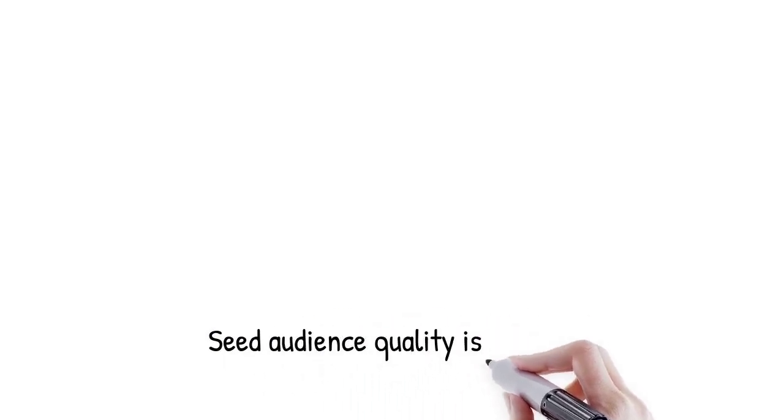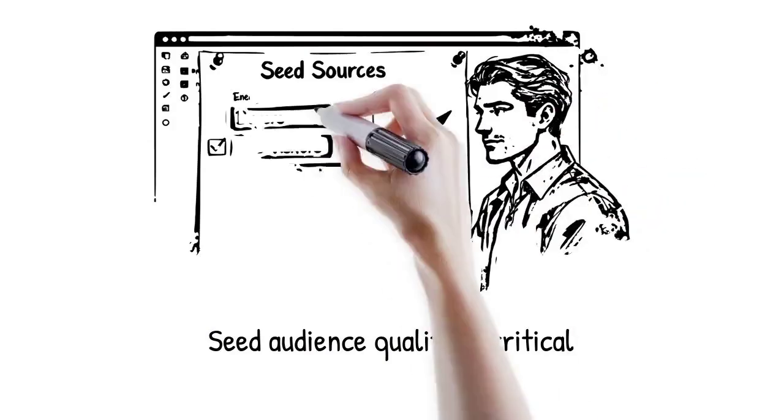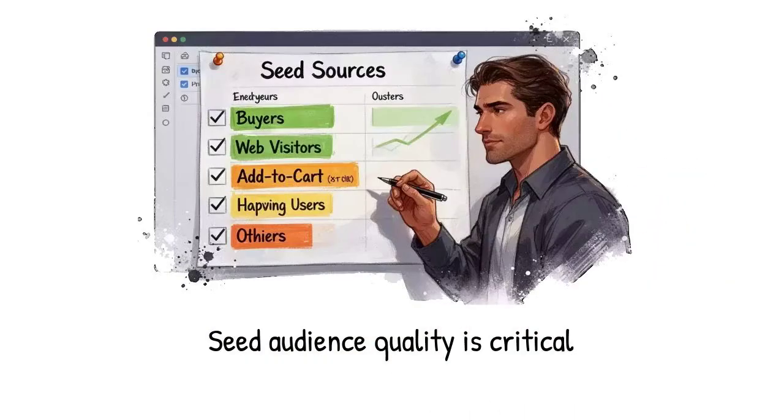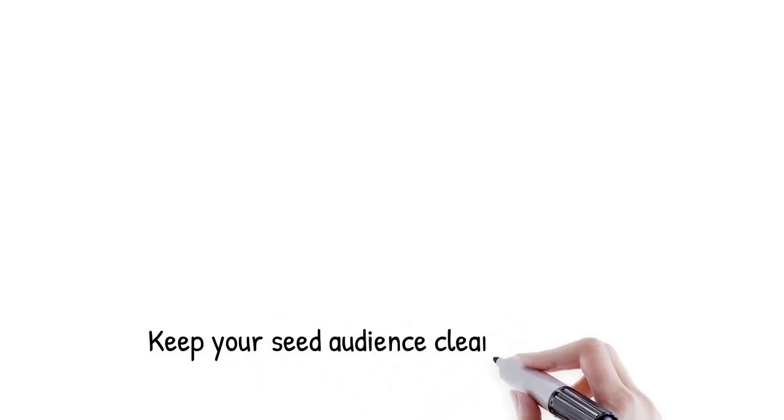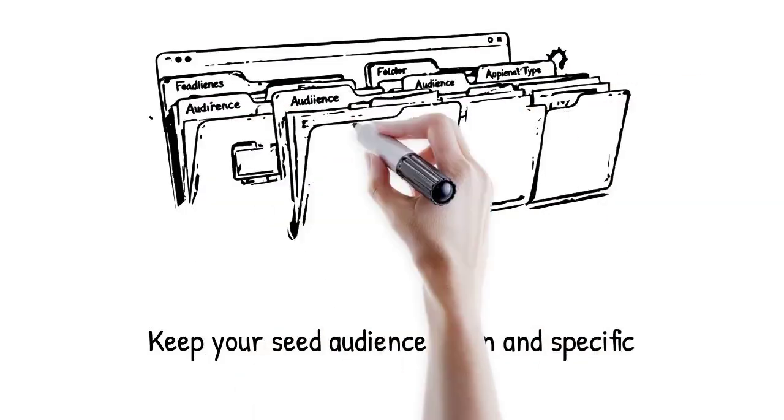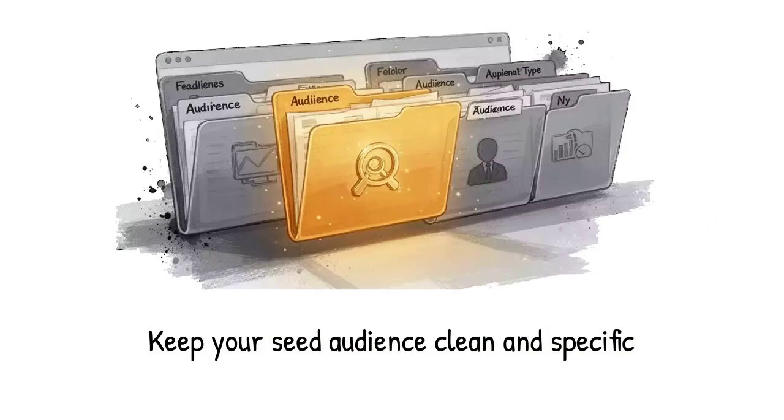3. The seed audience, the foundation of success. Your lookalike audience is only as good as your seed audience. Best seed sources: customer list, buyers only, website visitors via pixel tag, add to cart users, checkout completers, high engagement video viewers, email subscribers who clicked links, past leads who converted. The cleaner and more specific your seed, the stronger your lookalike. Golden rule: never use a mixed audience. Use one clear conversion type per lookalike.